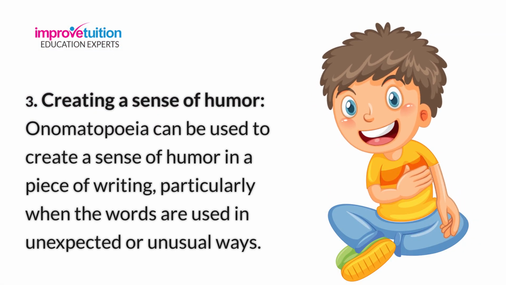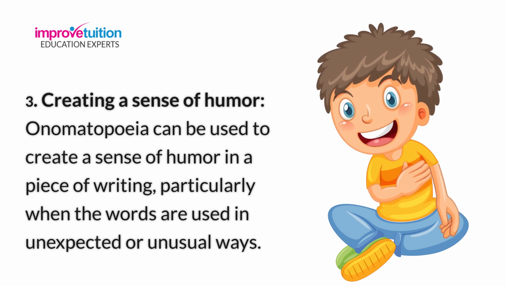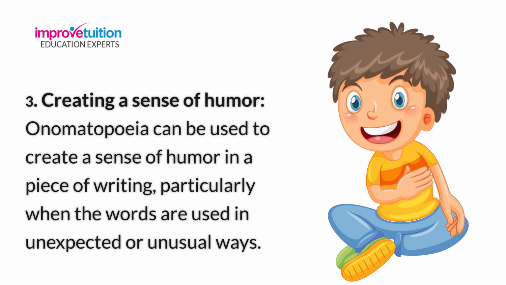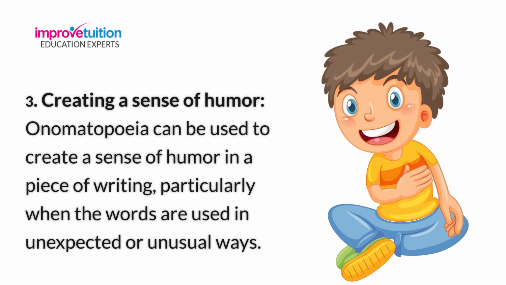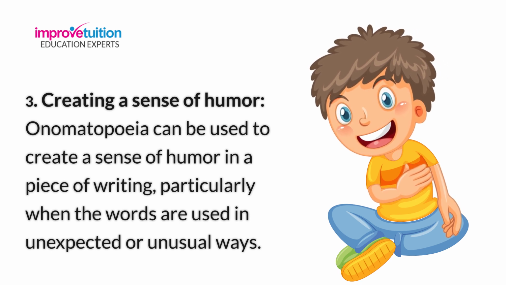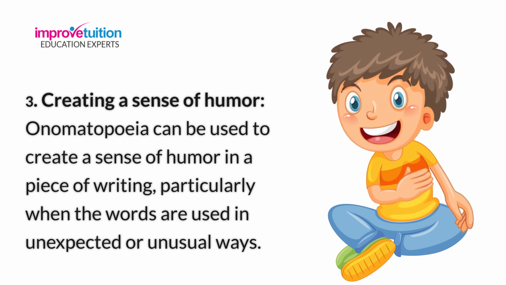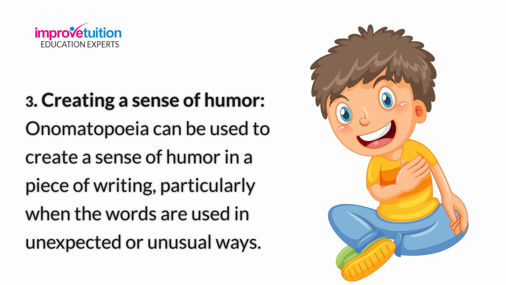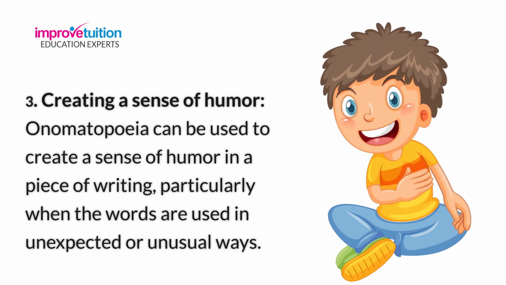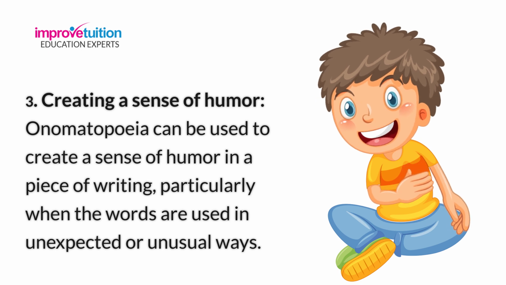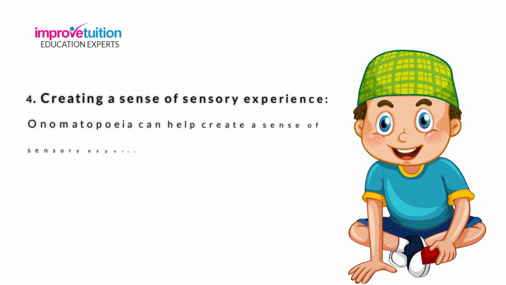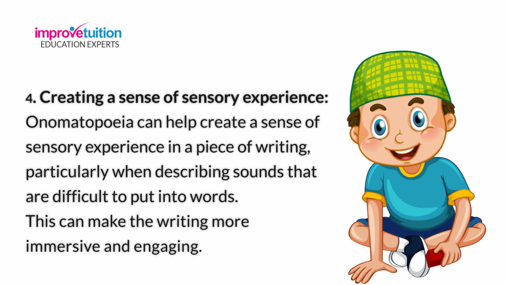Creating a sense of humor. Onomatopoeia can be used to create a sense of humor in a piece of writing, particularly when the words are used in unexpected or unusual ways. So when you hear a sudden sound, when a word is spelled in a way which imitates the sound, it can make you laugh, and that can create engagement.